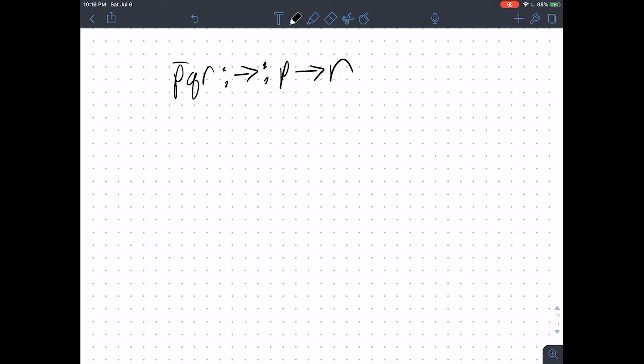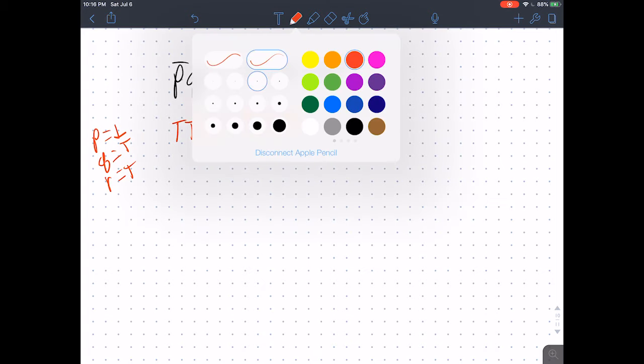Again, there is only one way to make a conditional false. We could start with the right side, but I'm going to start with the left side. There's only one way to make this whole thing true, and that is if we make P false, Q true, and R true. Because if we plug in those values, we get true, true, true. And this we have to pay attention to.